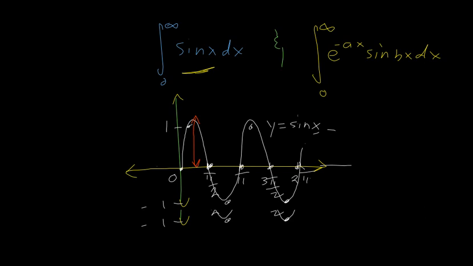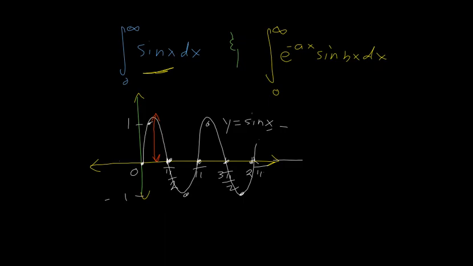Now, if we look at the second integral, the second one that I've pointed out, we still have oscillation, but nothing has changed there. The only thing is we've introduced this factor of e to the negative ax. So we still have oscillation, but now we're introducing some exponential decay, e to the negative ax, which should look something like this.